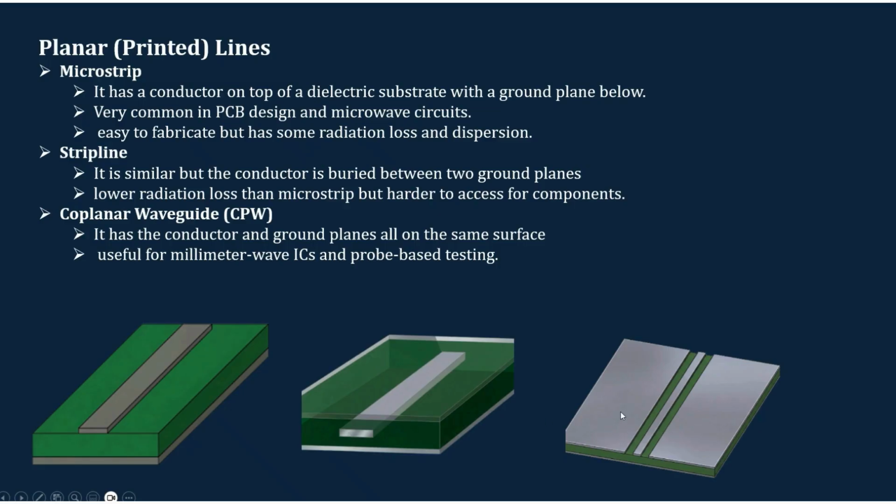In the case of the coplanar waveguide, it has the feed line and the ground on the same surface. This middle one is the feed line and these are the ground. So these are on the same plane, and sometimes there will be one more ground plane below the dielectric. Sometimes this will not be there. So the CPW are of two types: grounded CPW, or ungrounded CPW without this extra ground plane.